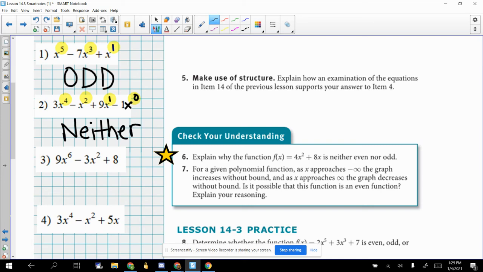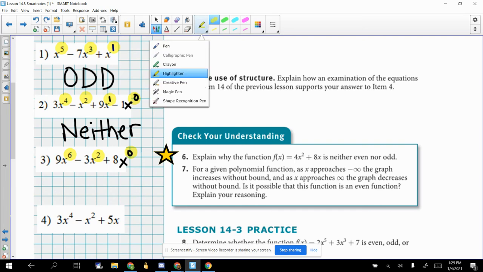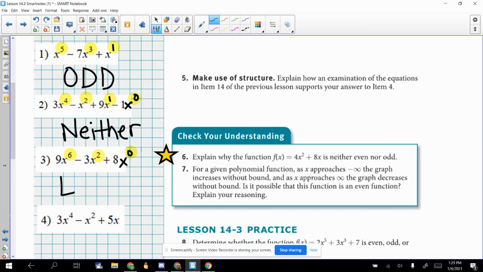Okay. All right, in this next one, number 3, we have 9x to the 6th minus 3x squared plus 8. 8 is a constant, which means that's going to look like x to the 0. Take a look at your exponents. 6, 2, and 0 are all even. So this is an even function.